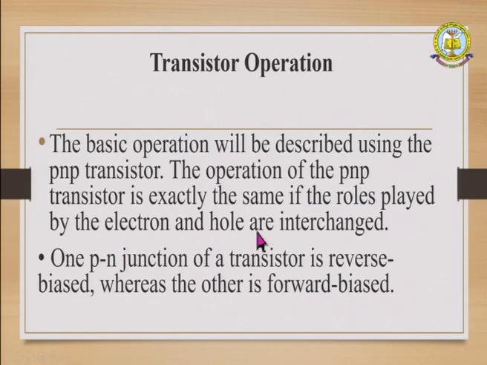Now the transistor operation. The transistor operation will be described using the PNP transistor. The operation of the NPN transistor is exactly the same if the roles played by the electron and hole are interchanged. One PN junction of the transistor is reverse biased, whereas the other is forward biased.